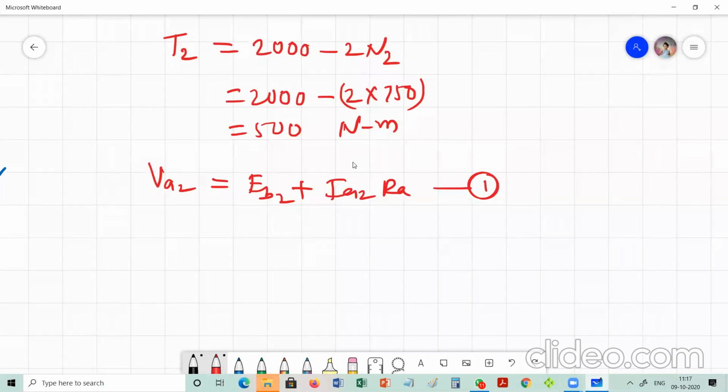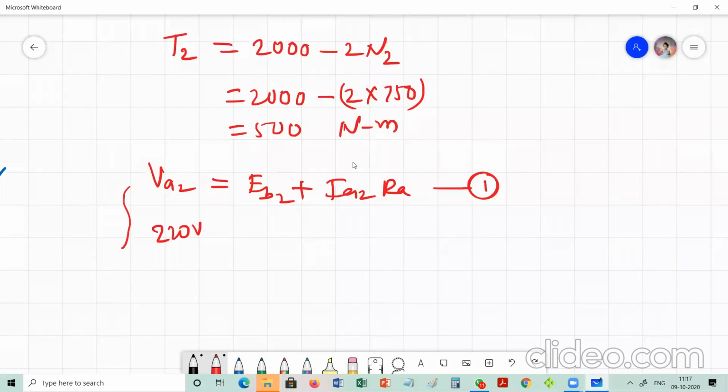What is the value of VA2? They have not given VA2, but during the field control technique, the voltage across the armature is maintained constant, equal to the rated voltage. Remember, we are solving for the field control technique, so no changes are made in the armature circuit and rated conditions must be maintained. So VA2 is equal to VR, that is, VA2 is equal to 220 volt.